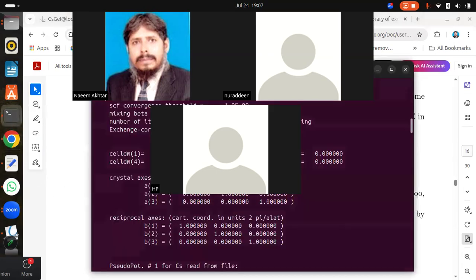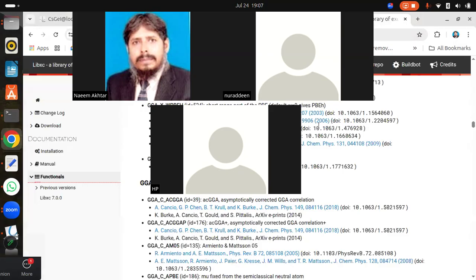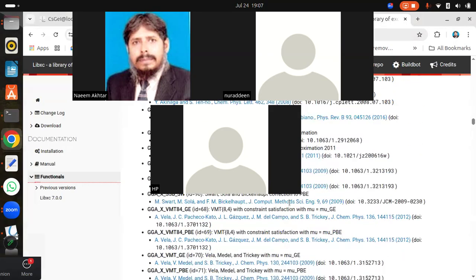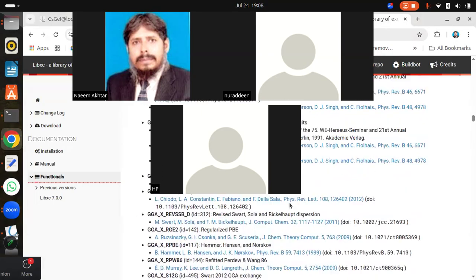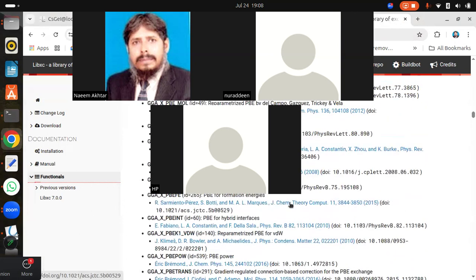In the case of our present calculation, it is 1, it is 4, it is 10, it is 8. 8 means PBE, and 10 and 8 mean PBEsol. Let me show you where PBEsol is. This is the exchange of PBEsol, and its number is 116.